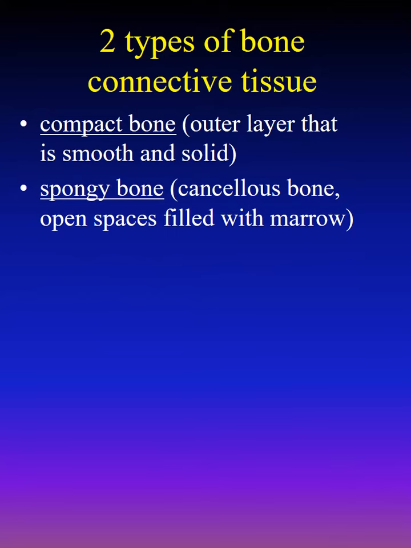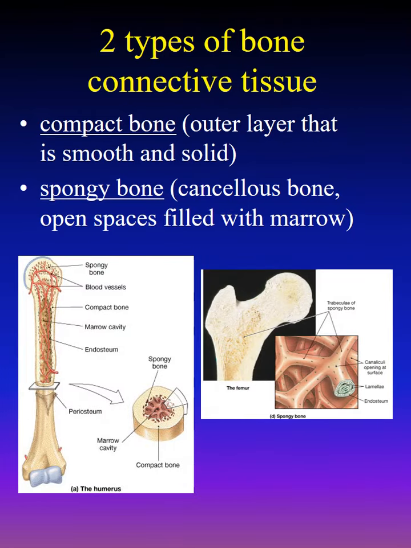The two types of bone connective tissue that we have are compact bone, which is also known as dense or cortical bone, and spongy bone, which is also known as trabecular bone or cancellous bone. Compact bone is solid and relatively dense compared to spongy bone, which is more porous and acts similar to a sponge. Compact bone also forms the solid external walls of the bone, whereas spongy bone is located internally, primarily within the epiphysis of bones.